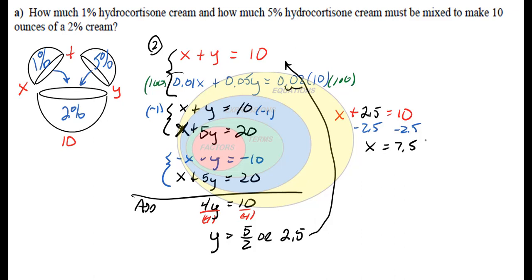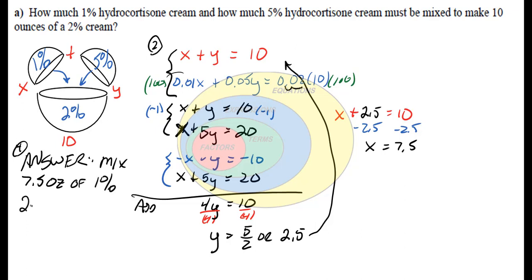So now I want to answer the question, and again, we could come back over here to answer it. Looking at our mixtures, X was the 1%. So X is 7.5. So we're going to mix 7.5 ounces of the 1% and 2.5 ounces, and that's my Y, which is the 5%.